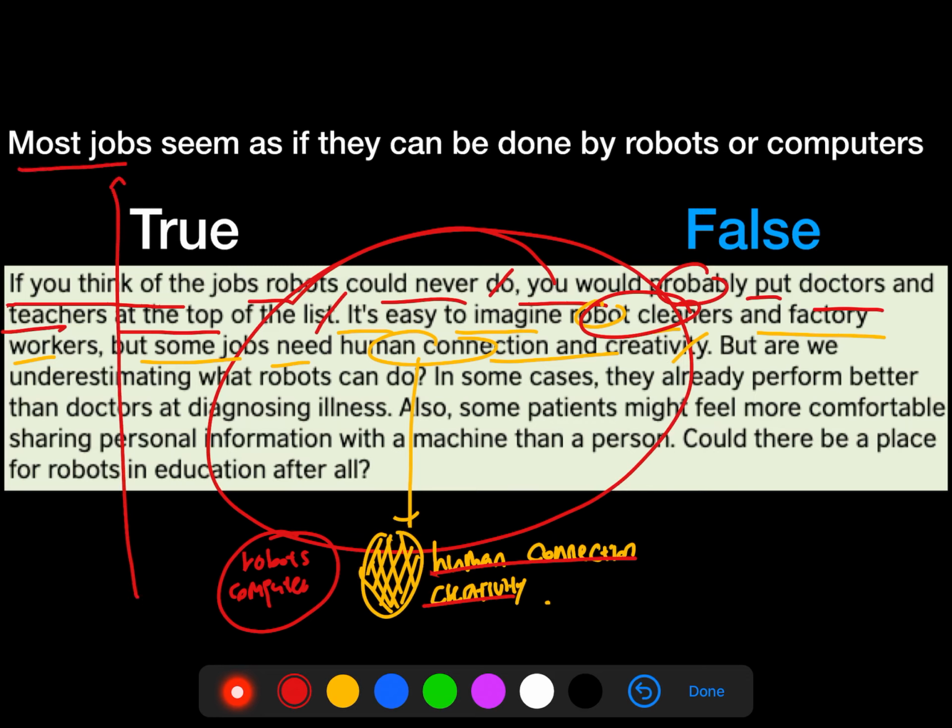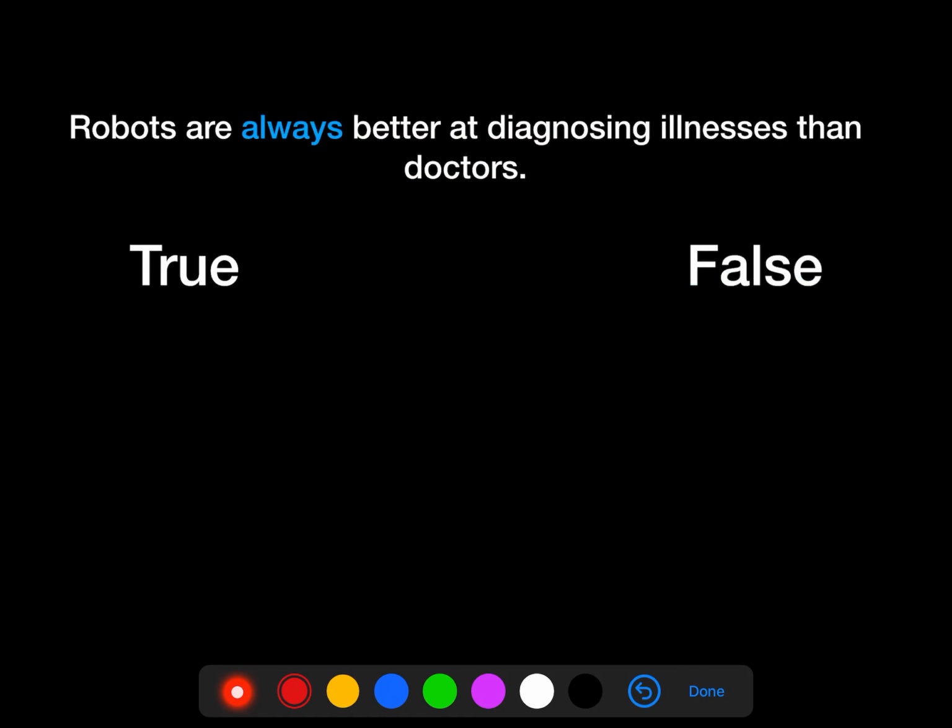So let's go back to the sentence here. Most jobs, it means 90% of the jobs, seem as if they can be done by robots or computers. Is that true or false? It's false. Some jobs can be done by robots or computers, not most jobs. So false was the answer. Next, let's move on.